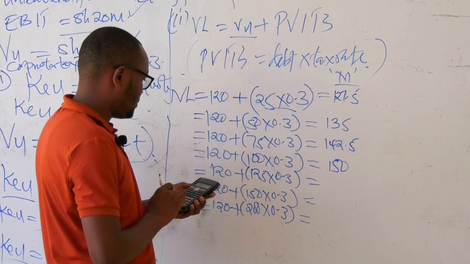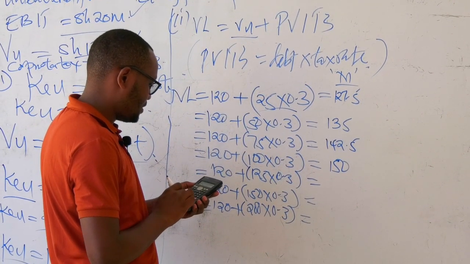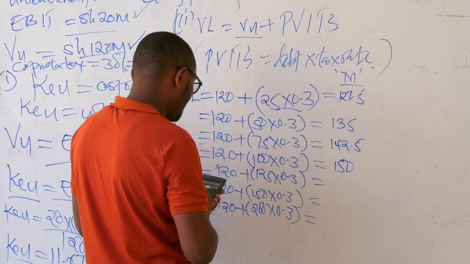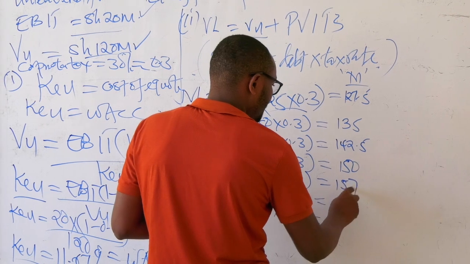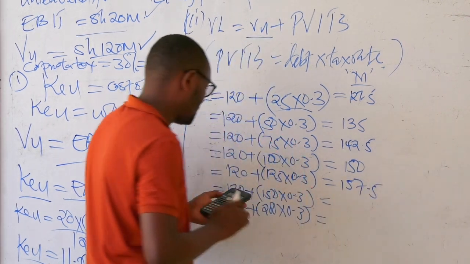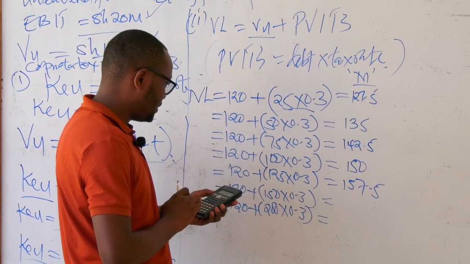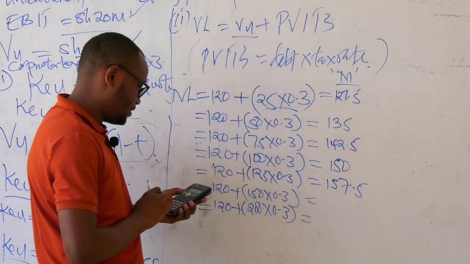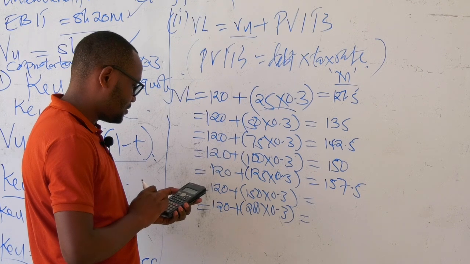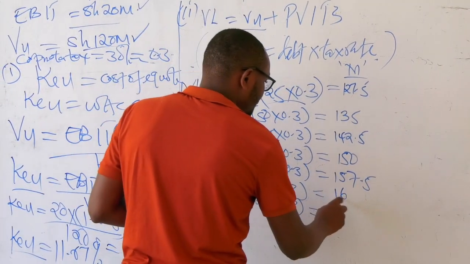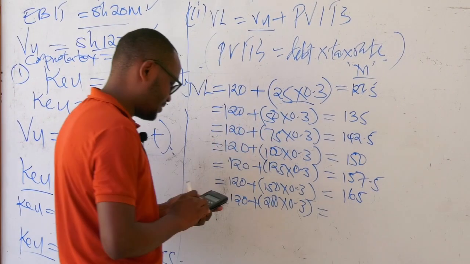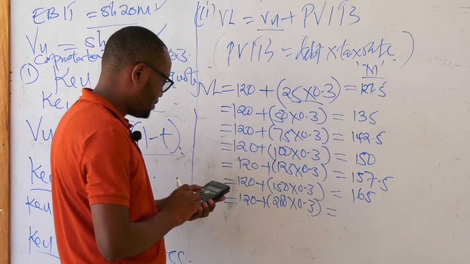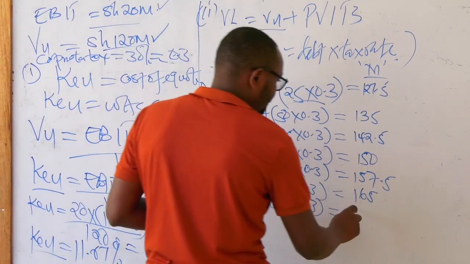We have 125 times 0.3, which is 37.5, plus 120, that is 157.5. Then we have 150 times 0.3 plus 120, I think I've not omitted anyone, so 165. Then the last one, 180.